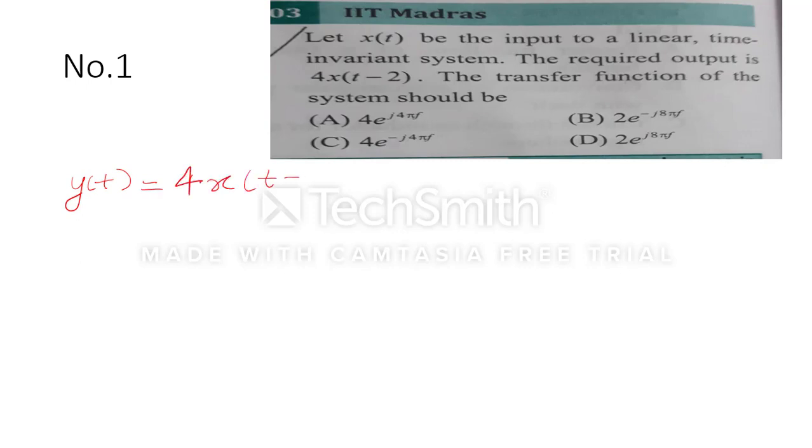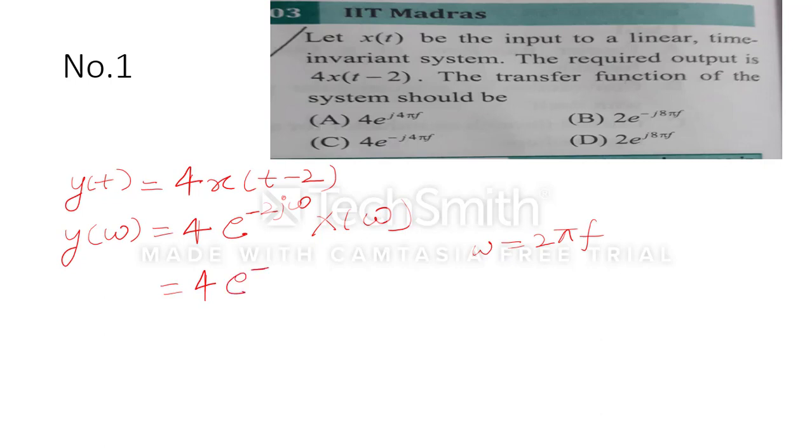4x(t minus 2). So if we take the Fourier transform, we will get Y(omega) is equal to 4. Here it is a time shifting. If you remember the time shifting property, the exponential term will come with the same sign, that is e to the power minus 2j omega X(omega). But here you can see that they are writing in the form of frequency. So we know that omega is equal to 2 pi f. So if we place that value, we will get e to the power minus 4 pi f with the j term, and X(omega).